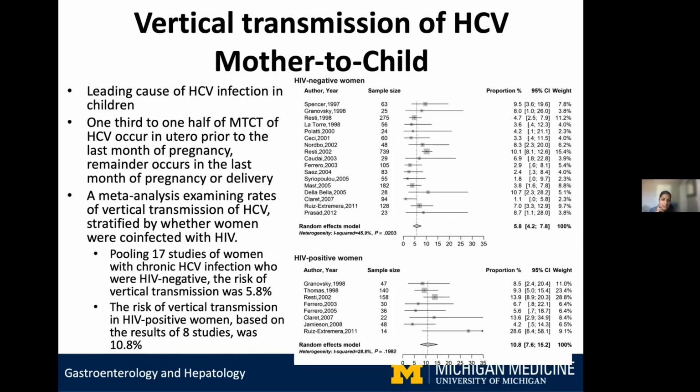There's been a meta-analysis that was published several years ago examining rates of vertical transmission of hepatitis C stratified by whether women were co-infected with HIV. And we certainly know that based on this pooling of 17 studies, women with chronic Hep C who were HIV negative had a very low risk of transmission to the baby of around 4 to 6%. So 5.8% is the number they had in the study. 4 to 6% is what we counsel women who are not HIV infected. The risk of vertical transmission goes up in women who are also co-infected with HIV. And the pooled analysis here showed a doubling of transmission rates, closer to 11%.